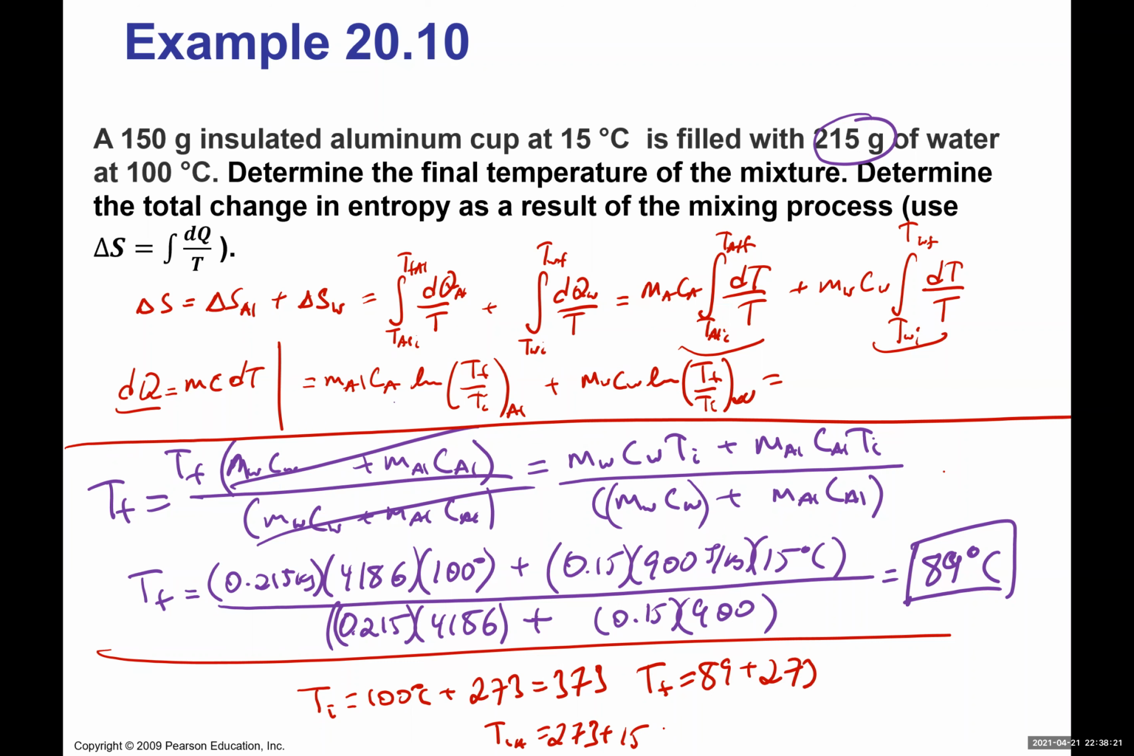So if we do all the calculation, plug in the values, what we'll get here is 3.7 joules per Kelvin. Plug in everything, and that's the change in entropy. The change in entropy is positive, so entropy has increased.